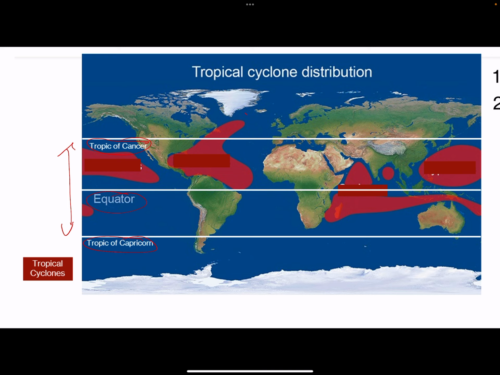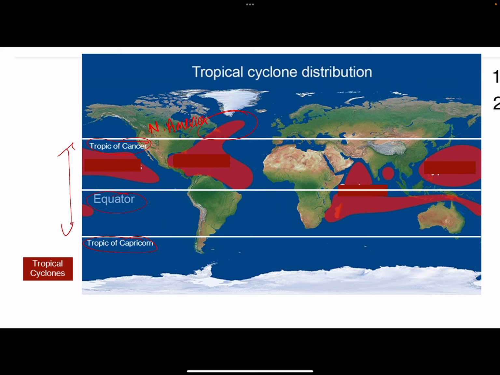Is there an anomaly? Yes, there's this section here. This is North America. You need to know your continents. You learned this since Sec 1. To the east of North America, there is an area that is affected by tropical cyclones. That is an anomaly. It lies above the Tropic of Cancer, and this is the only occurrence. The rest of the occurrences are really between the Tropic of Cancer and the Tropic of Capricorn, surrounding the equator. So I have the general trend, and I've given you an anomaly.